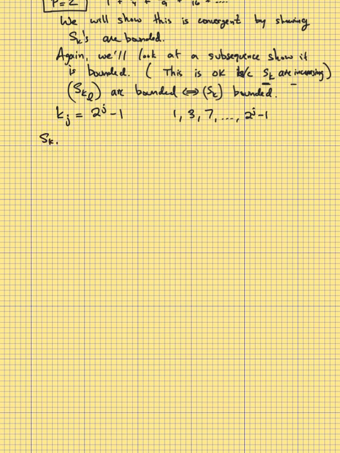Okay, so S sub k1 is 1. Good. Let's see what goes with S sub k2. So we're adding 3 terms. This is 1 plus 1 over 2 squared plus 1 over 3 squared. Again, we need to bound this, so we want to say this is less than or equal to something. And this is going to be less than or equal to 1 plus 1 over 2 squared plus 1 over 2 squared, so 1 plus a half.